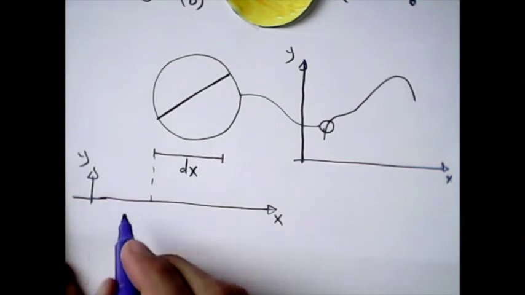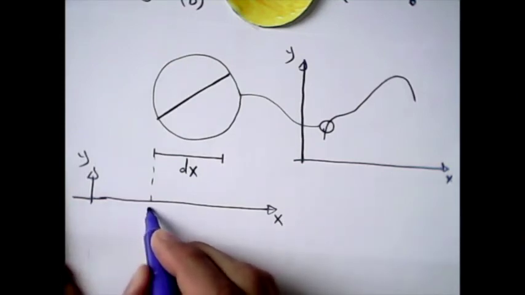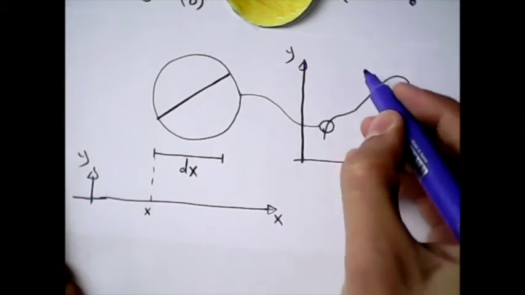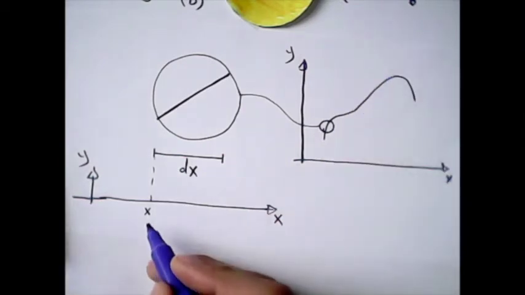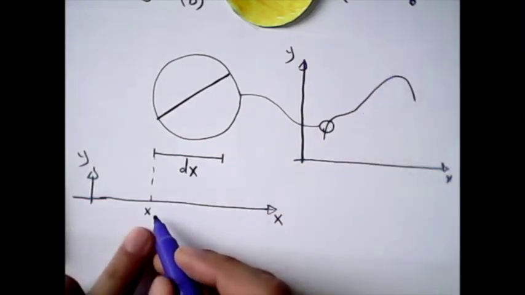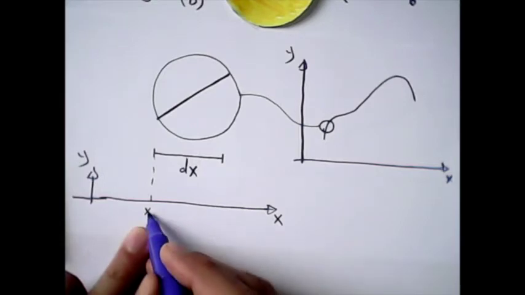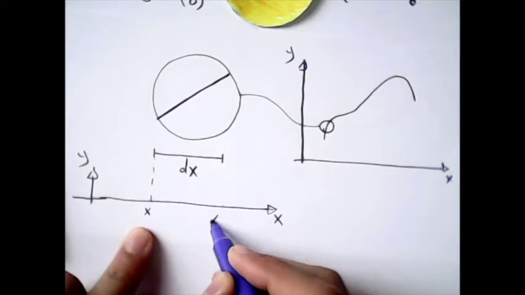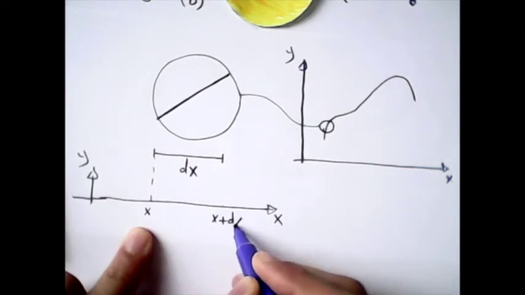And let's say that we are at some generic point x. It could be anywhere along the mountain. So now let me ask, and we have gone all the way to this size of it as dx, so this point here is x plus dx.